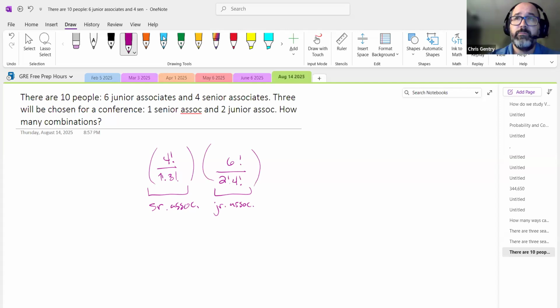Always multiply, never add. If you're doing a combinations problem where you need to add things, you shouldn't be doing it. Those things are just way too long.